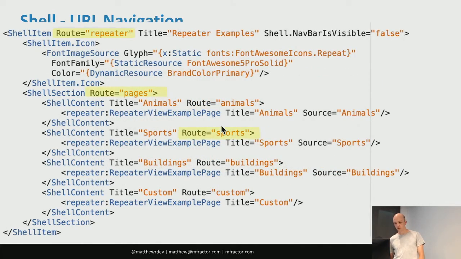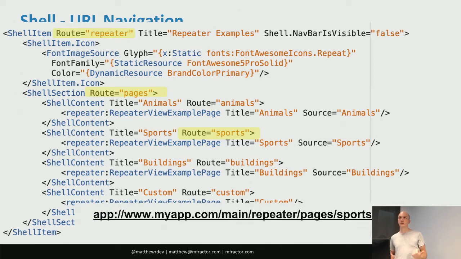In this example, we have repeater, pages, and sports. Based on our previous route scheme and route host, we can navigate to this page using app www.myapp/main repeater pages sports. You can also omit the app component, or the www.myapp.com. So you can just use absolute URLs, for instance /main repeater pages sports. You could exclude the app component and have the www main repeater. Basically, any part of your app now can get deep linked, and it's very, very simple.